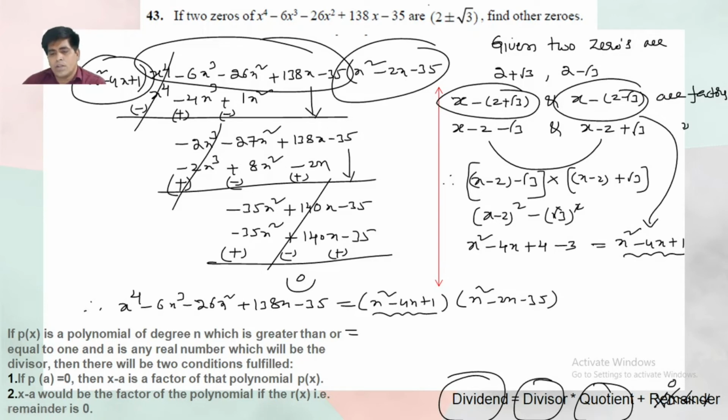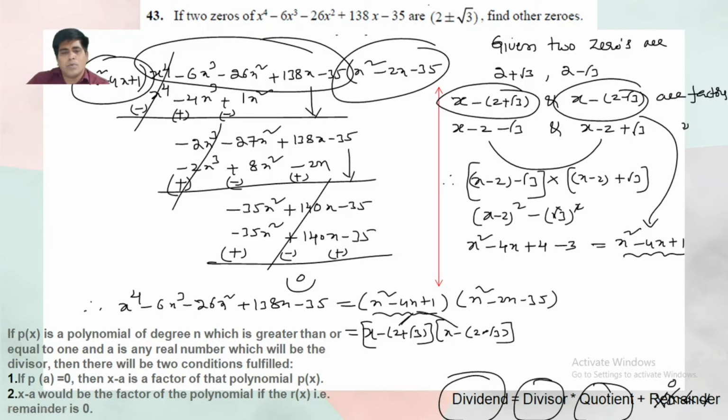Based on the multiplication of these factors, you multiplied it here and you got this quadratic polynomial. So I can write it as x minus of 2 plus root 3 and x minus of 2 minus root 3. So these are the two factors. Already from this I got the same thing. The remaining part, we have x square minus 2x minus 35. So we'll get the other two factors here.